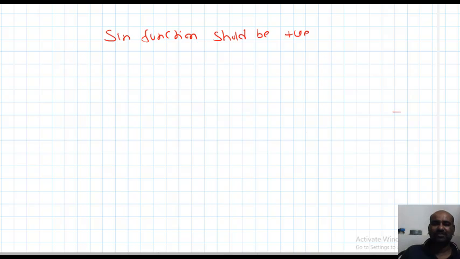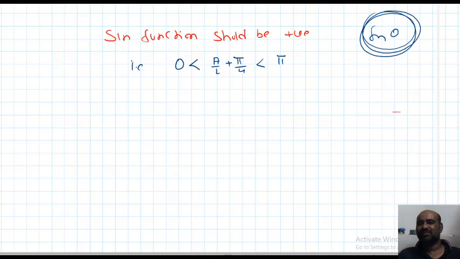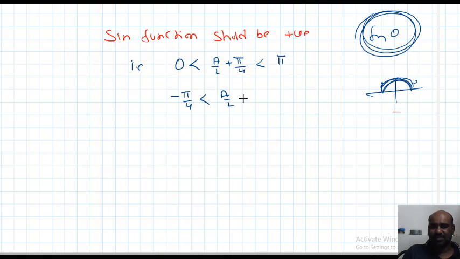Okay, I will write that. Sin function should be positive, that is 0 less than a by 2 plus pi by 4 less than pi. Understood? Sin theta is given. What interval is positive? First and second quadrant, this total, 0 to pi. So another way I can say minus pi by 4 less than a by 2 less than pi minus pi by 4. So pi minus pi by 4 is 3 pi by 4. So minus pi by 4 less than a by 2 less than 3 pi by 4. What is the meaning of this?